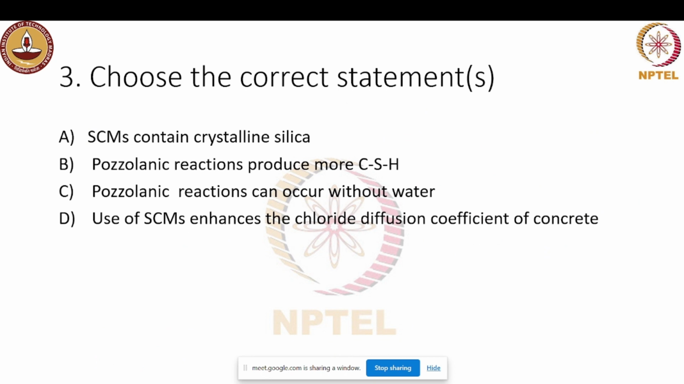Okay. So the next question is: choose the correct statement. SCM, supplementary cementitious material, contains crystalline silica. Next, pozzolanic reaction produces more CSH, and pozzolanic reaction can occur without water. Use of SCM enhances the chloride diffusion of concrete. So according to you, what are the correct statements?